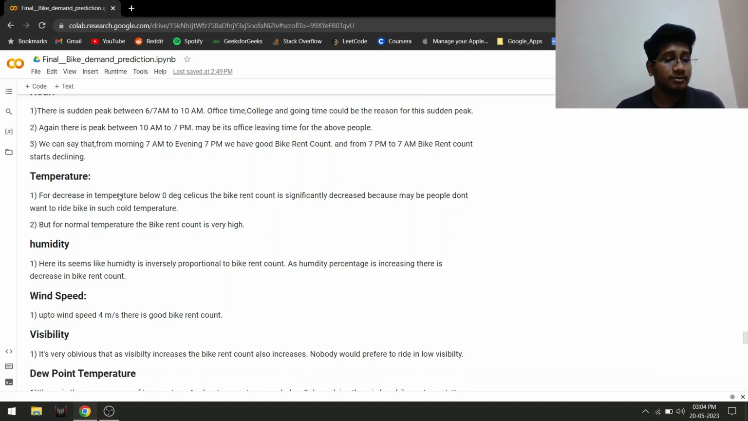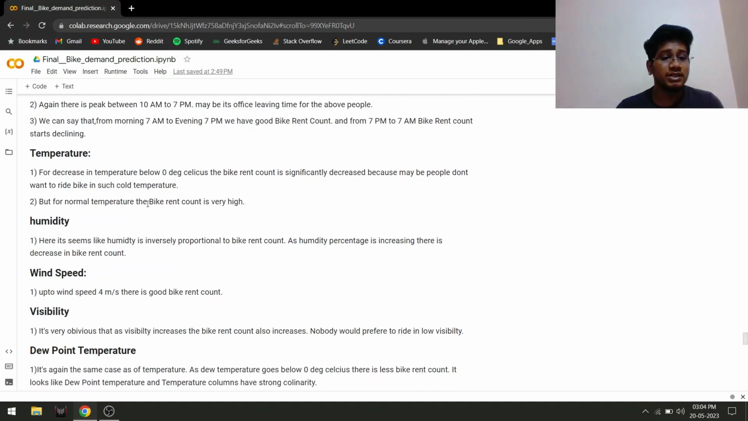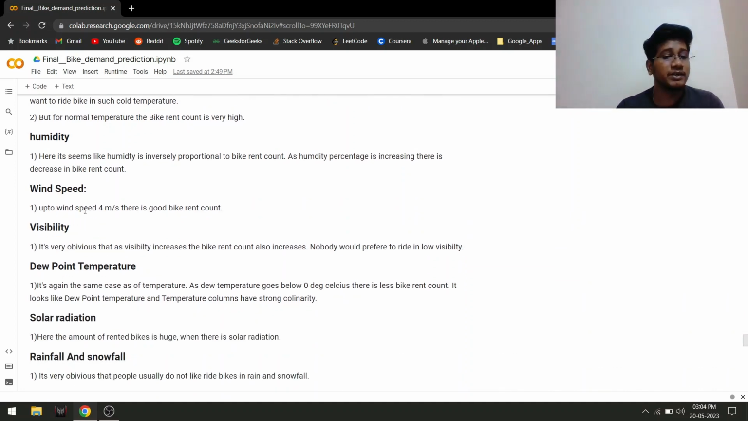Temperature. For decreasing temperature below 0 degrees Celsius, the bike rent count is significantly decreased because maybe people don't want to ride bikes in such cold temperature. But for normal temperature, the bike rent count is very high. Humidity. Here it seems like humidity is inversely proportional to bike rent count. As humidity percentage is increasing, there is decreasing bike rent count. Wind speed. Up to wind speed 4 m/s, there is good bike rent count.